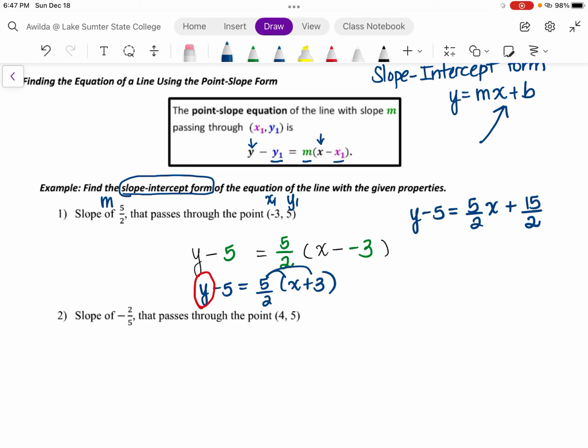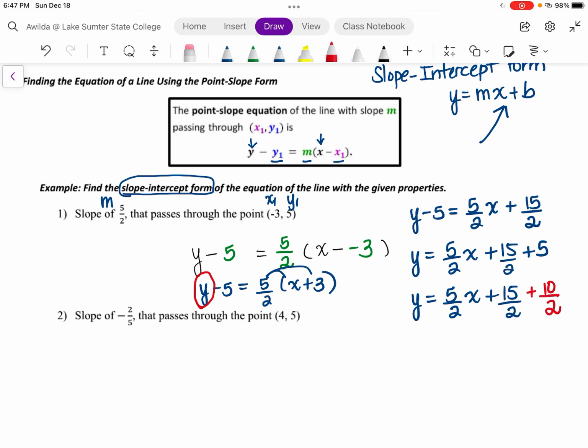Next, let's add 5 to both sides. So we have y equals 5 halves times x plus 15 halves plus 5. We're going to rewrite the 5 as a fraction so that we can combine those last two terms. 5 as a fraction with a denominator of 2 is the same thing as 10 halves. So notice that 5 and 10 over 2 are the same number. Lastly, we'll have y equals 5 halves times x plus 25 halves.